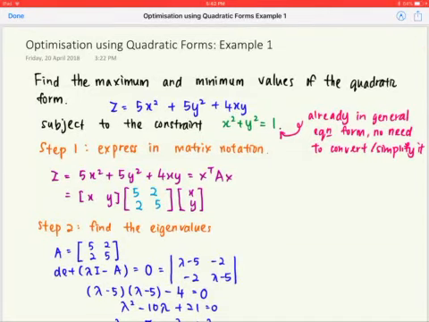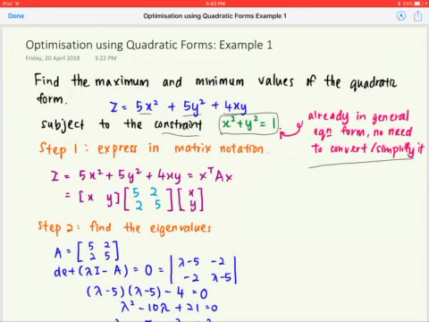Now let's look at one of the examples for optimization using quadratic forms. In this example, the constraint is already in the general form, so we don't need to convert or simplify it into the simplest form. The simplest form means that x squared plus y squared equals 1. So find the maximum and minimum values of the quadratic form z equals 5x squared plus 5y squared plus 4xy, subject to the constraint x squared plus y squared equals 1.